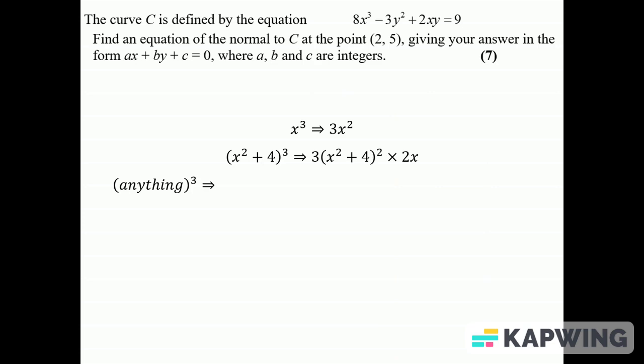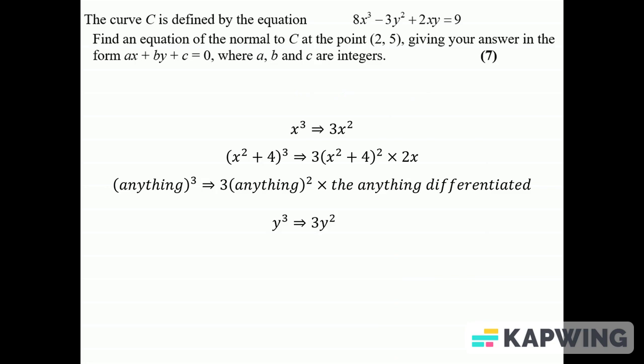Anything cubed differentiated, we do 3 lots of the anything squared, multiply by that anything differentiated. And it's the same if it's y's. If I differentiate y cubed, my anything is y now, so it's 3 lots of the y squared multiplied by dy by dx. So I pretend it's an x and then multiply by dy by dx.